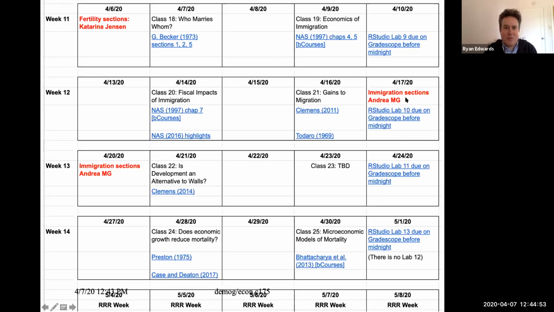With labs due every Friday, it's probably a good idea to get started on these labs in advance. I understand, I think it was Lab 9 that the GSIs remarked is a fairly straightforward, less difficult lab than some of the other ones. So that's good news anyway. The other good news is that this is going to be it. So once we get through Lab 13, that's the end of the labs.